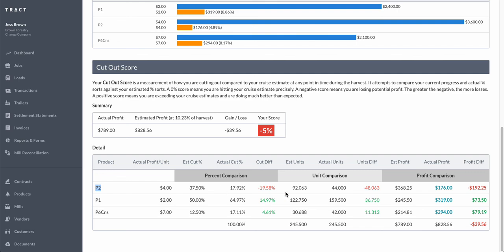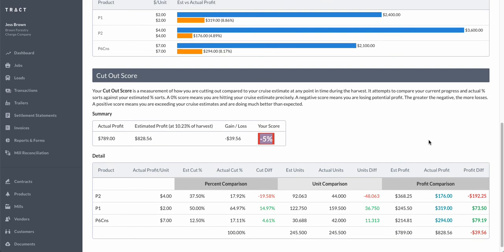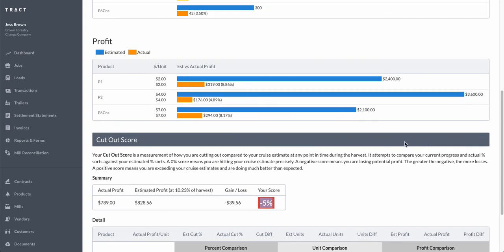So this report is, like I said, tracking as of today. If the job ends today and these were our sorts, we could expect to be 5% less profit than what we anticipated. So anyway, I hope all that makes sense. As always, let us know if you have any questions.